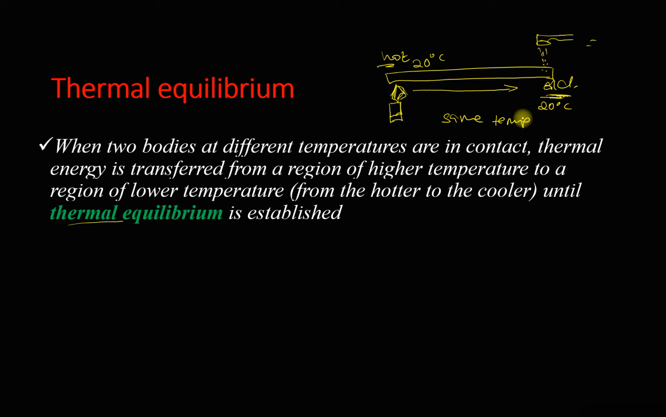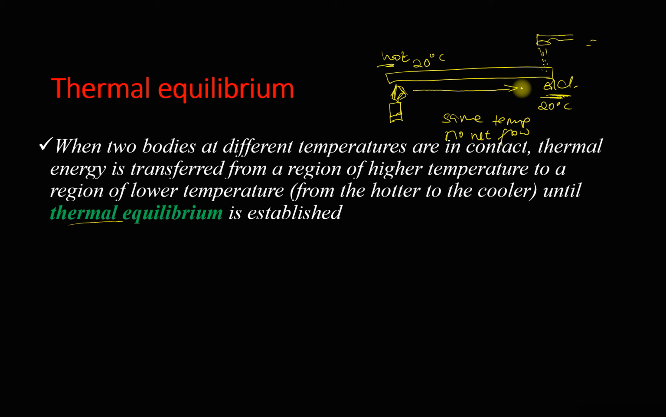And when the temperature is the same, then we cannot say that heat is flowing from the hot region to the colder region because the temperature on both ends of the object is the same. In that case, therefore, we say that there is no net flow. There is no net flow of thermal energy in any particular direction. In other words, thermal energy flows equally in all directions, so that there is no net flow of thermal energy in any particular direction. And that's what we call thermal equilibrium.